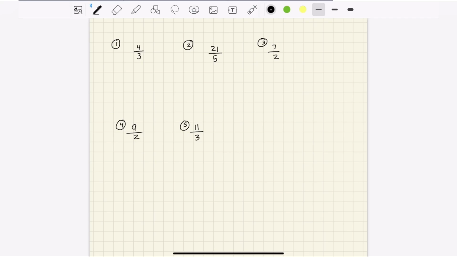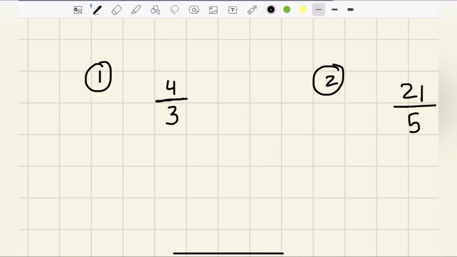Today we will be reviewing how to turn any improper fraction into a mixed number using two different kinds of methods. So let's start with this number right here, or more specifically this fraction, 4/3.